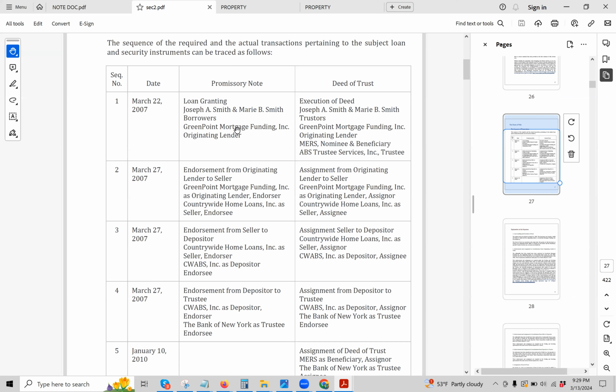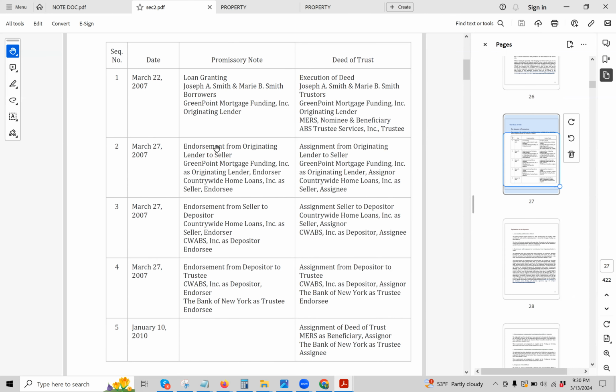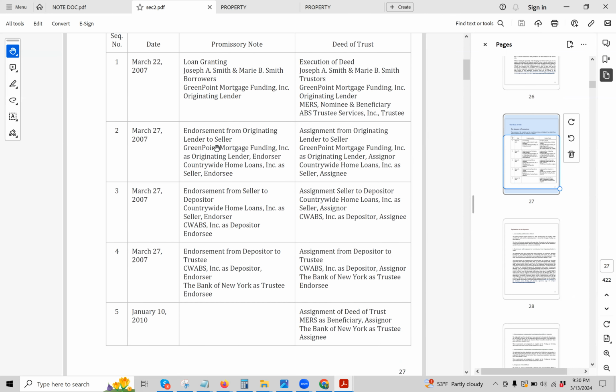So when you look here, you obviously have the promissory note mentioned. So the loan is granted. This particular lender originates the loan, for example purposes. Now you have an endorsement from the original lender to the seller.